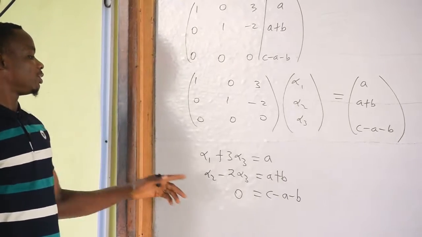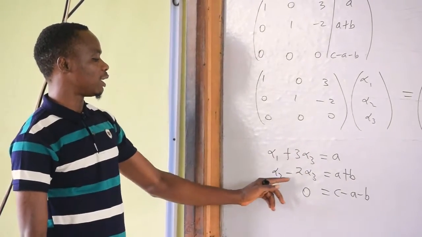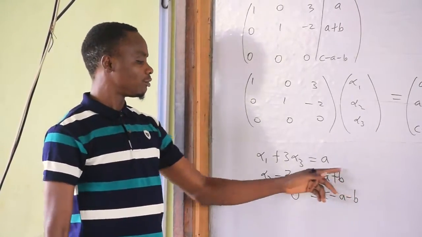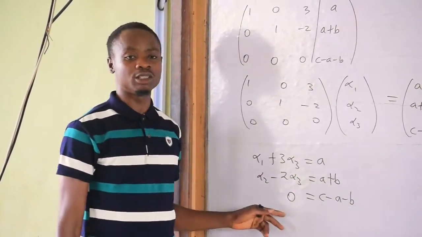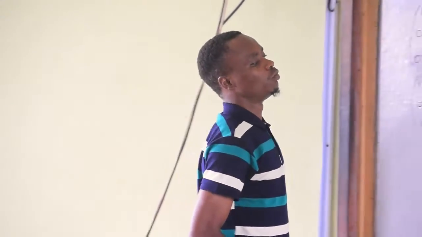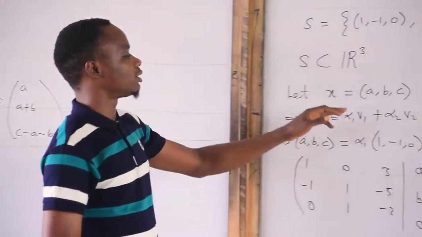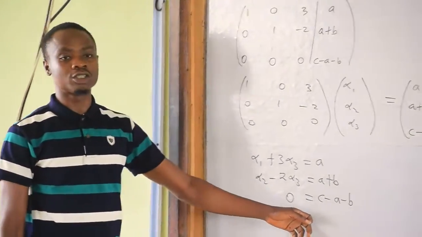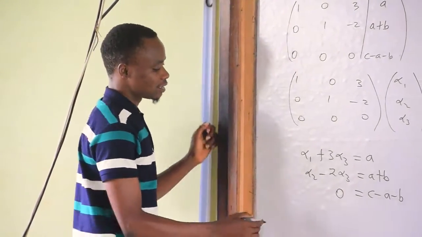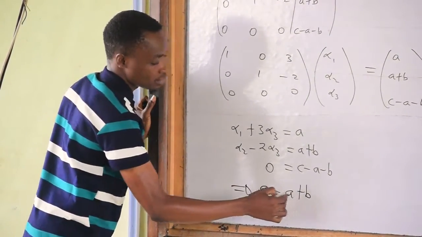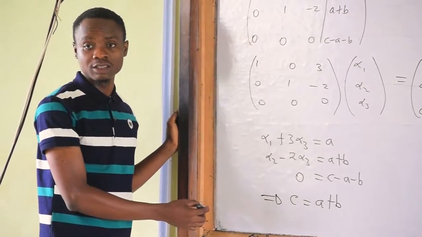Is that clear? So we have freedom concerning the values of alpha 1, alpha 2, and alpha 3. What must first hold, before we can consider anything, is that these two must be equal. If these two are not equal, definitely there is no solution. Is it making sense to you? Alright. That means that we can express an element of R3 in this form only when this condition is satisfied. That means that C must be equal to A plus B. You understand what I just said now?